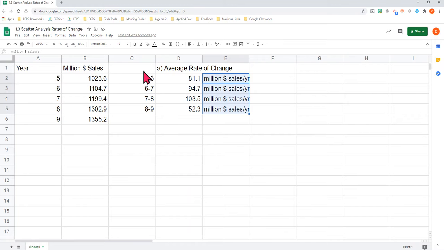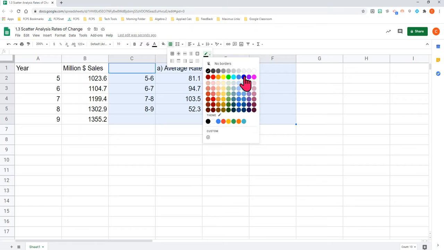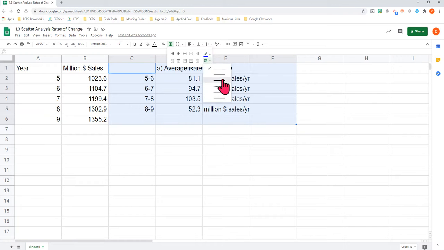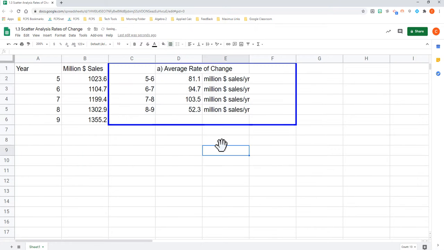Okay, and just so that this is easy to see, I'm going to go ahead and put a box. I'm going to highlight it. See that? Highlight it. And I'm going to put a box around it. So I'm going to go up to my formatting, and you see this thing that says borders. I'm going to make my border blue, and I'm going to make it thicker so it's easy to see, and then I'm going to click here. I want a border around it. That way I can find it very easily. Okay, that was A, average rate of change. Now I need to do B.